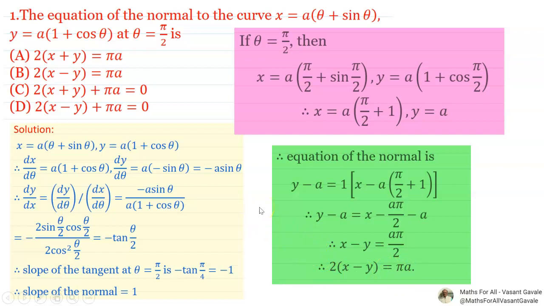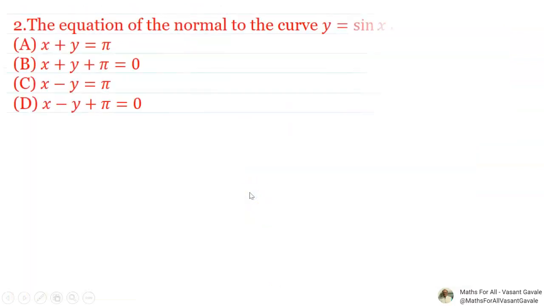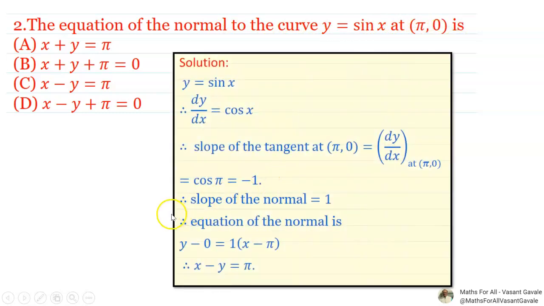या ठिकाणी कुठला ऑप्शन करेक्ट येतो? The option B is the correct one. Okay. Now the next question. The equation of the normal to the curve y equals sin theta at pi 0 is. Okay. पुन्हा आपल्याला त्याने इक्वेशन ऑफ द नॉर्मल विचारले. y equals sin theta.